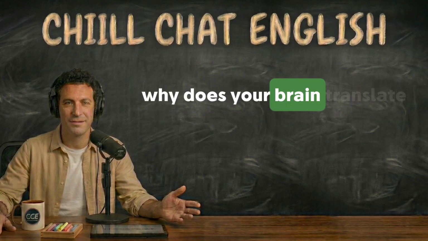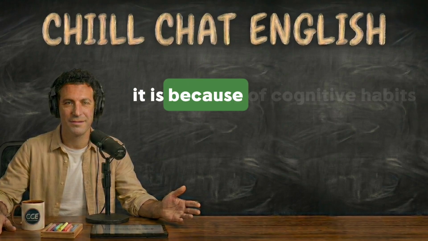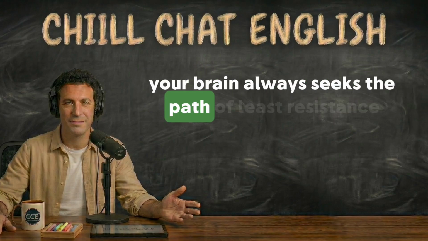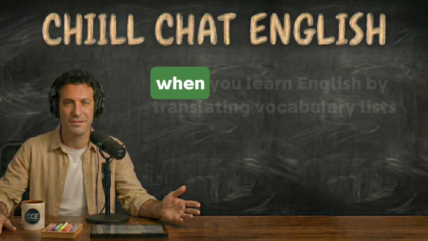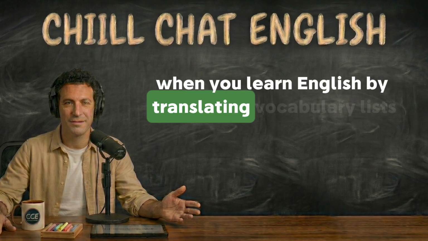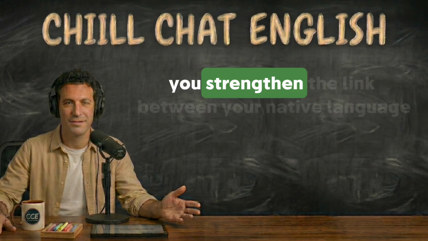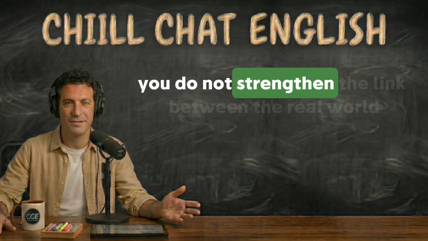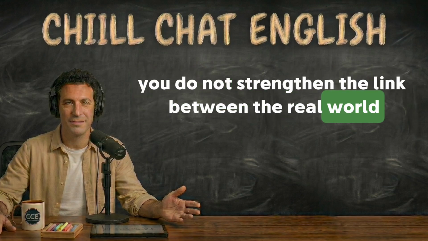Why does your brain translate? It is because of cognitive habits. Your brain always seeks the path of least resistance. When you learn English by translating vocabulary lists, you strengthen the link between your native language and English. You do not strengthen the link between the real world and English.